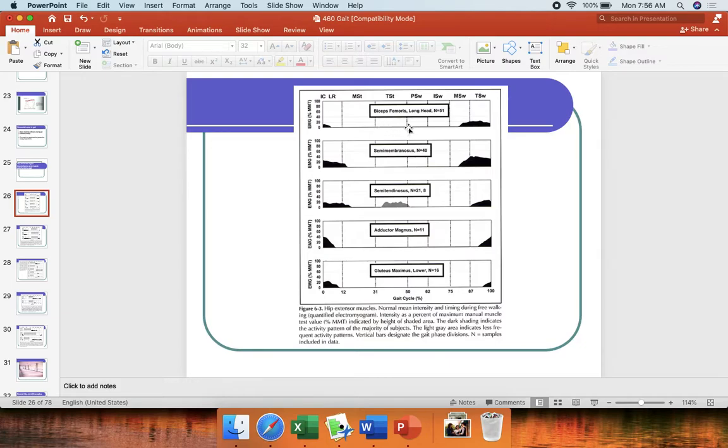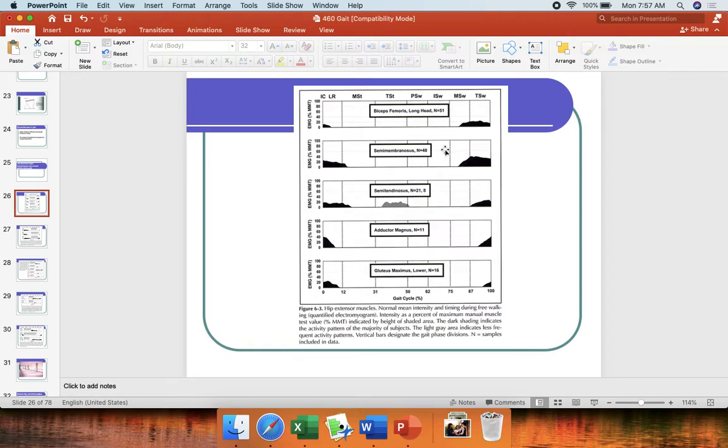So let's look for a general trend. Where are we not contracting our hip extensors? We're not contracting our hip extensors in general from mid-stance through initial swing. Think about that for a second. From the time we're really bearing weight until the time we're swinging through, our hip extensors are not going to be contracted. There is one exception in the semitendinosus, which happened in some individuals.